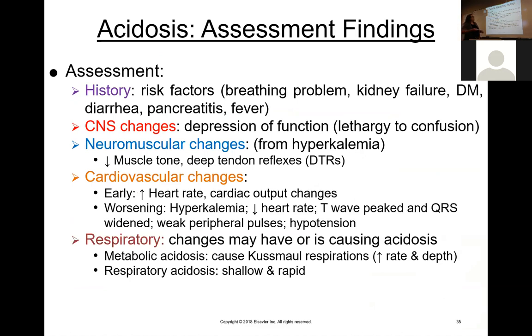So let's talk about some of our assessment findings with acidosis, when we've got too much acid in the body. We know that risk factors for that can be a breathing problem or kidney failure, pancreatitis, fever, diarrhea. We either have something going on that makes our body retain too much acid or excrete too much base so that there's too much acid in the body. And that's what makes us acidotic.